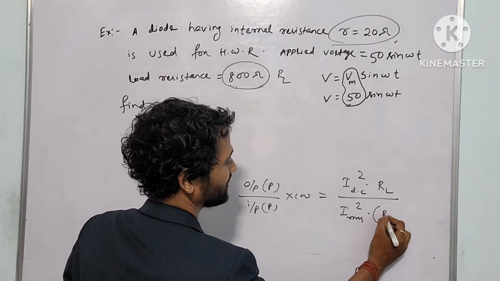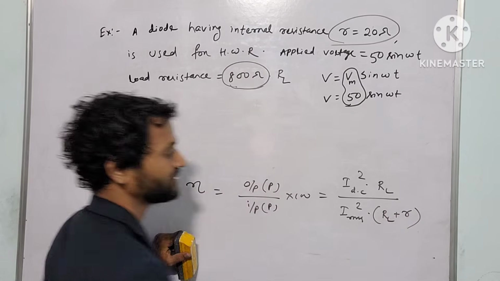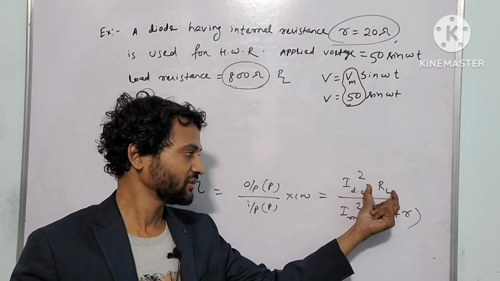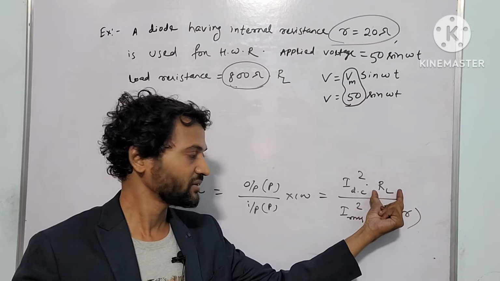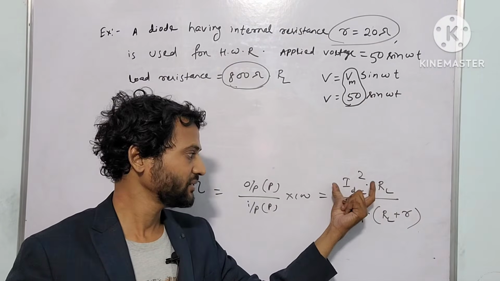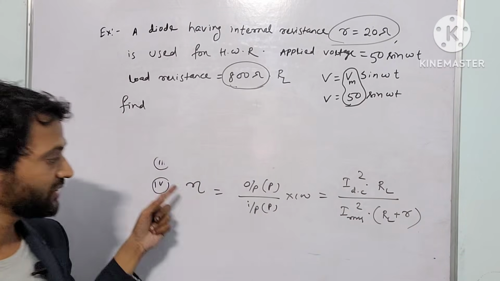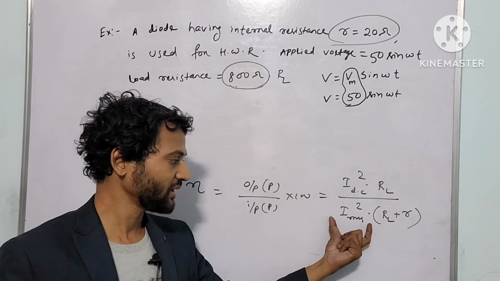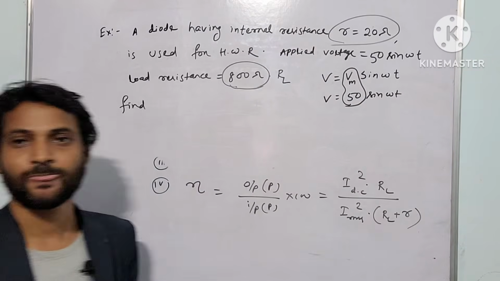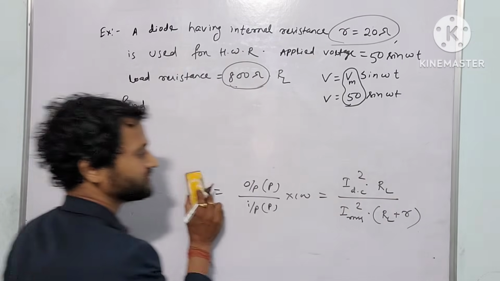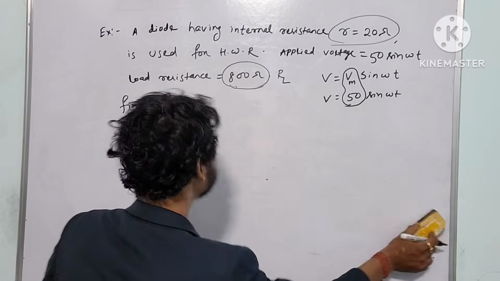IRMS square into total resistance RL plus R. You just keep in mind that this output voltage that we get is coming across the load resistance, that's why output power is I square into load resistance. But if you talk about the input power, it will be I square into total resistance. So here I square is IRMS square. I think it is clear. You can put the value and get the answer.